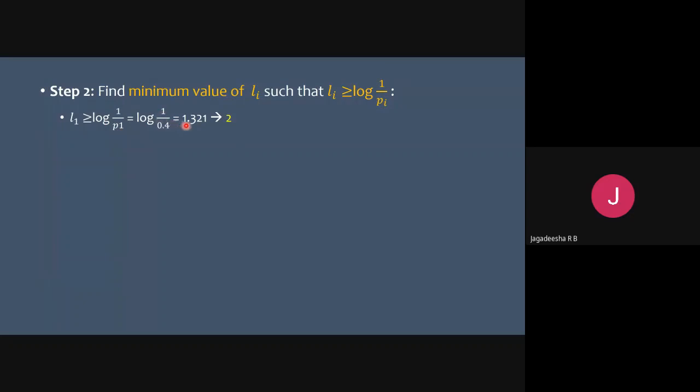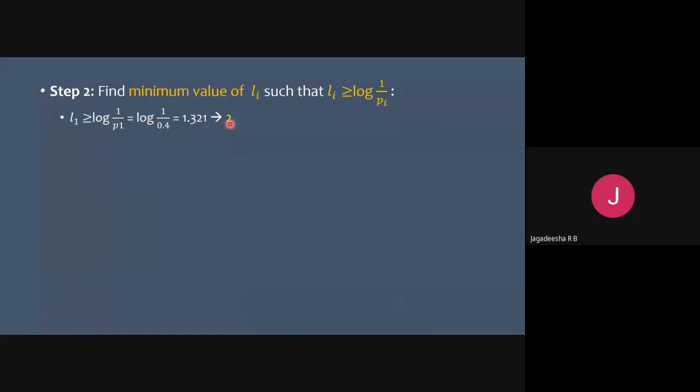How much value? Log is log 2. You can just use your calculator, or if you can do the mathematics by yourself, you just do it. That is log of 1 by 0.4 for the first symbol. What's the value? You will get it as 1.321. Okay, so this is the value of Li, but we have to meet this condition. Li must be greater than or equal to log of 1 by Pi. So right now the value is 1.321, so we need to round it off to 2, the next higher integer greater than 1.3.